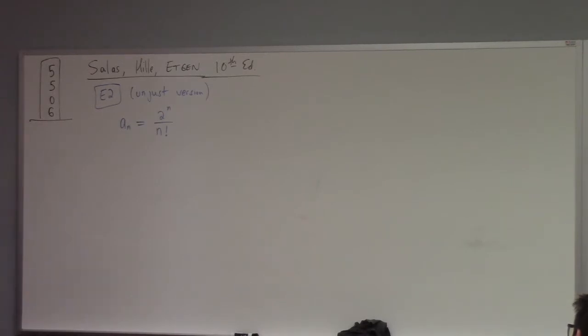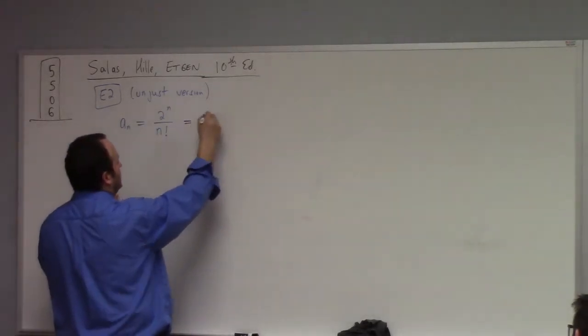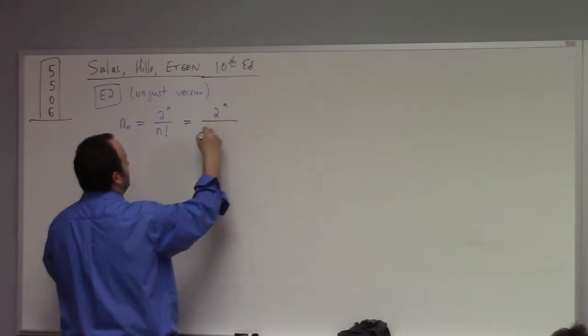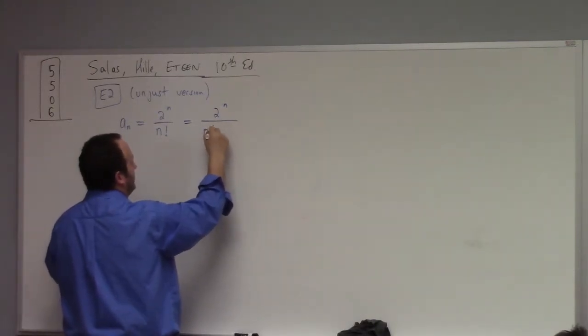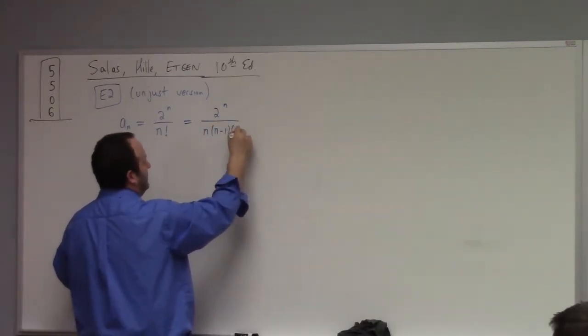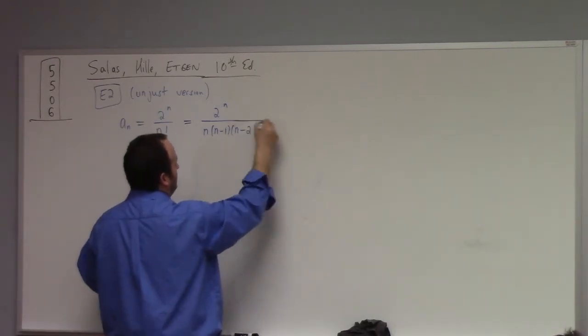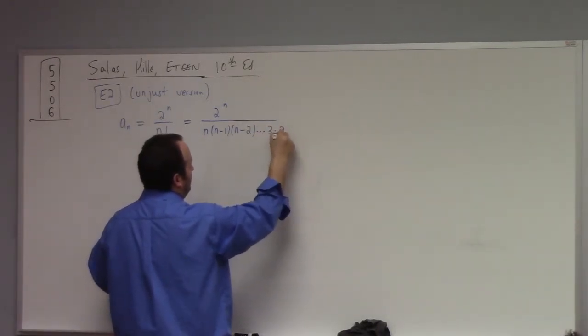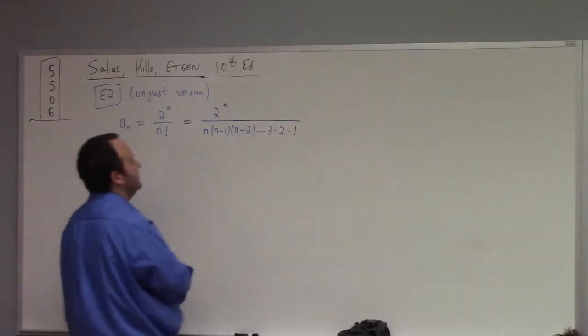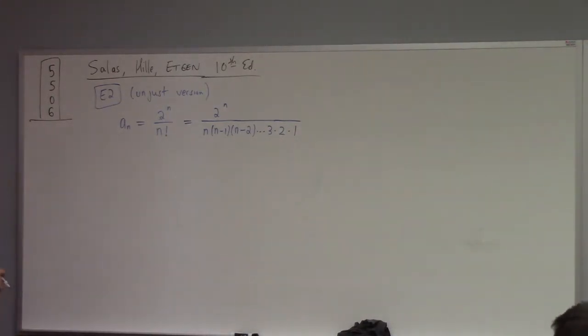How about this? This is 2 to the n over n times n minus 1 times n minus 2, down to 3 times 2 times 1. I mean, does that help? I'm not sure that really helps.